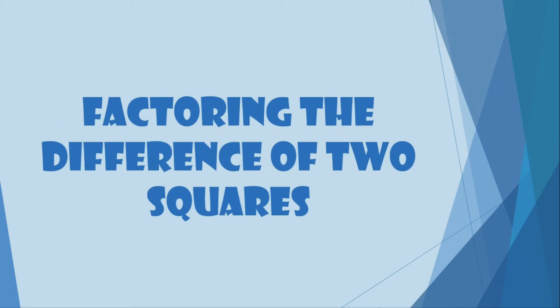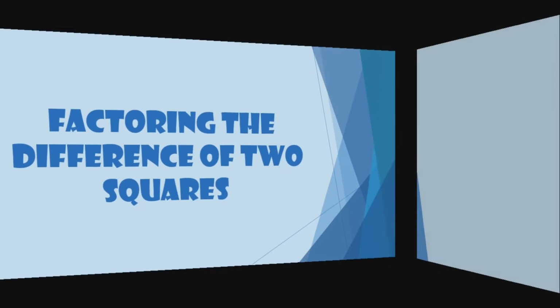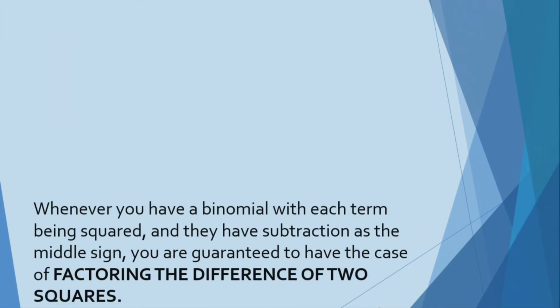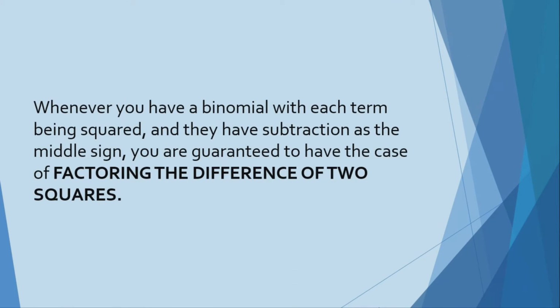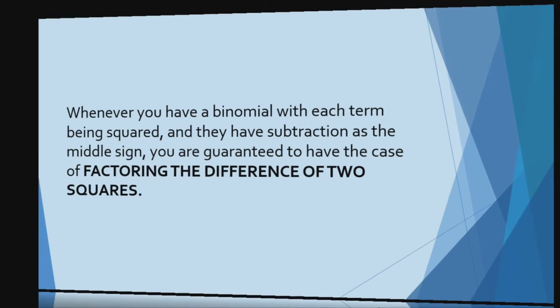Factoring the difference of two squares. Whenever you have a binomial with each term being squared and they have subtraction as the middle sign, you are guaranteed to have the case of factoring the difference of two squares.